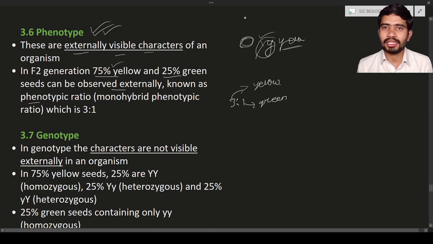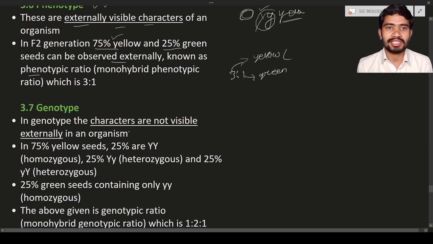What does yellow color mean? Yellow means the seed is going to appear yellow in color, and green means the seed will appear green in color. Just by looking you can say, but you cannot say what type of allele is present in it. Now that is known as genotype.